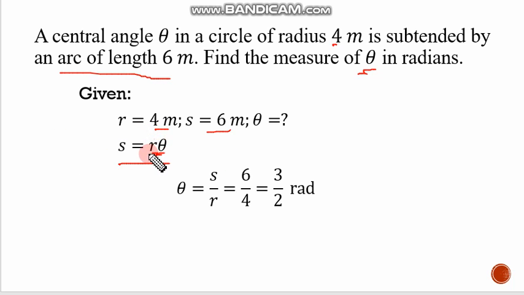So we will have another formula to locate the angle. We divide by r, so theta is equal to s over r. Our s is 6 and our r is 4. So that's 3 over 2 rad. So that's the answer.